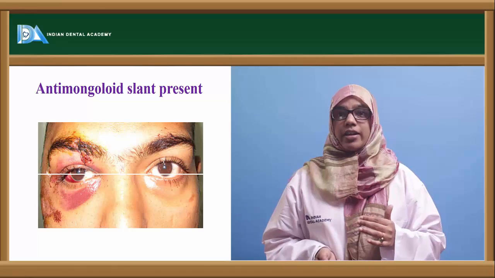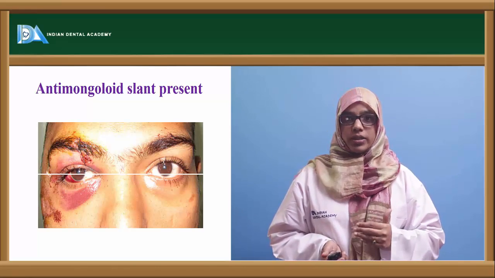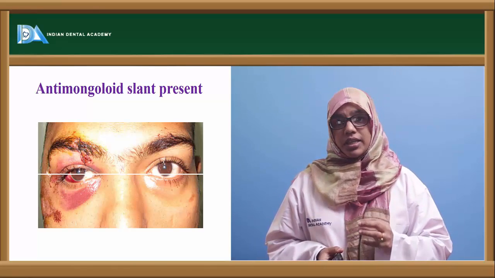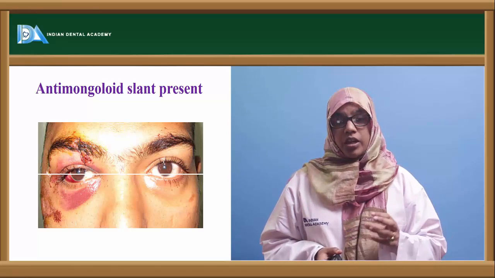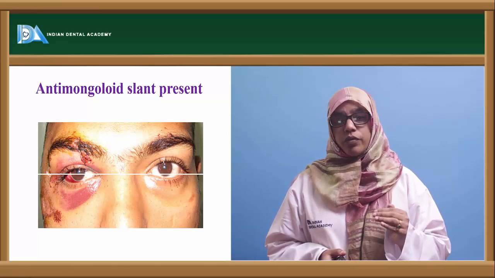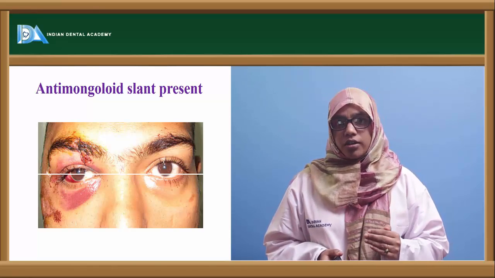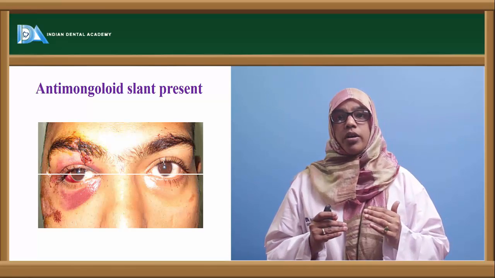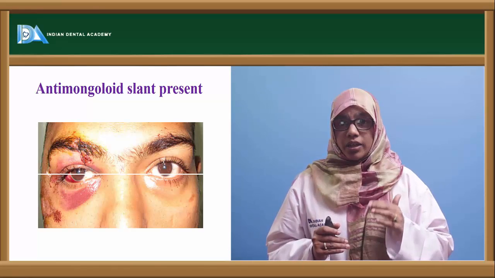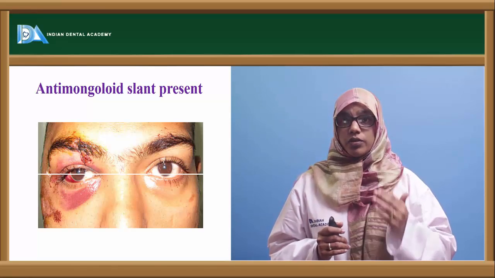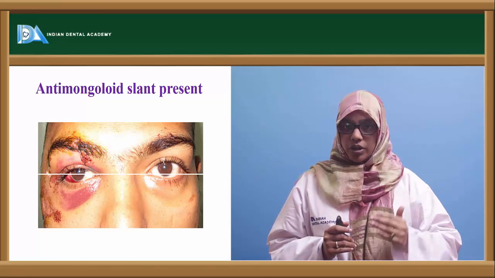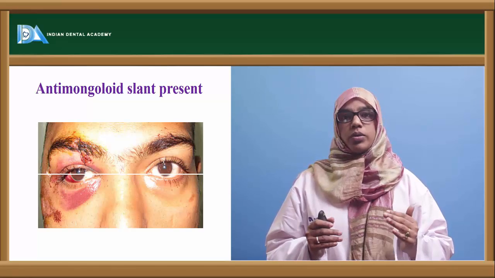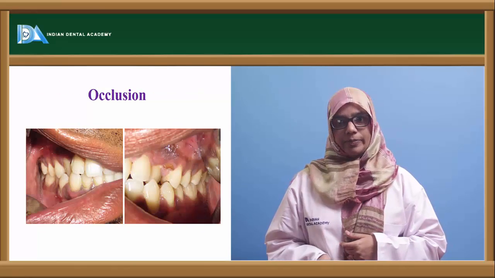Here the anti-mongoloid slant is present. Now what do I mean by the anti-mongoloid slant? Our globe is supported by the suspensory ligament of Lockwood. Now this ligament is attached to the Whitnall's tubercle. Now Whitnall's tubercle is present just below the frontozygomatic suture. When the fracture occurs below the frontozygomatic suture, the ligament is attached to the Whitnall's tubercle and the globe level is not affected. But if the fracture occurs above the frontozygomatic suture, this causes depression of the ligament downward and eventually the level of the globe is disrupted, resulting in an anti-mongoloid slant.